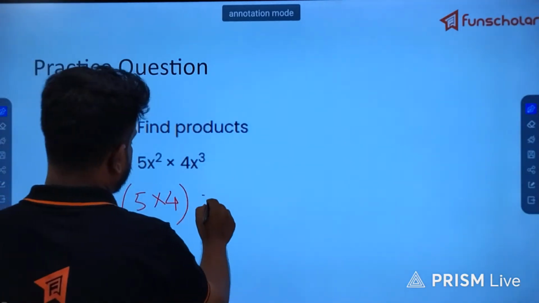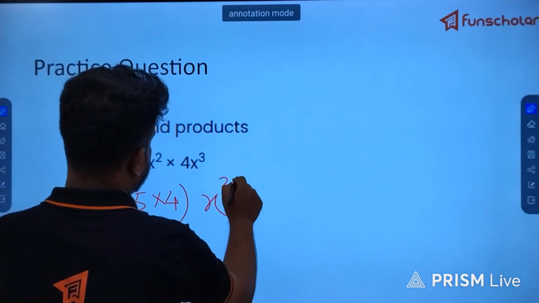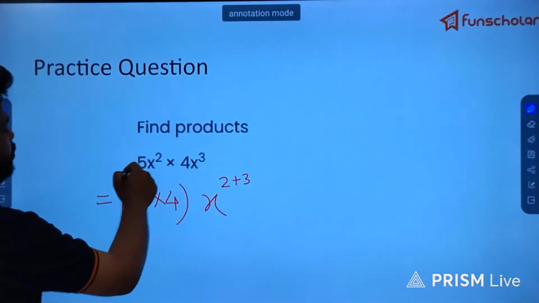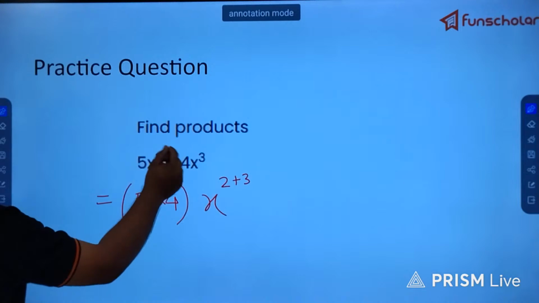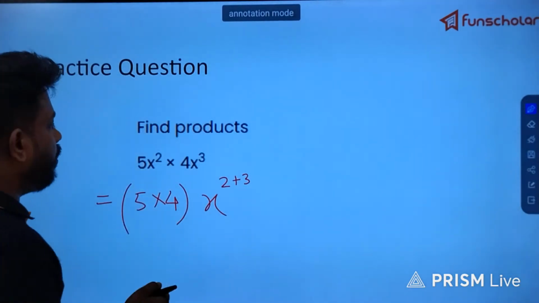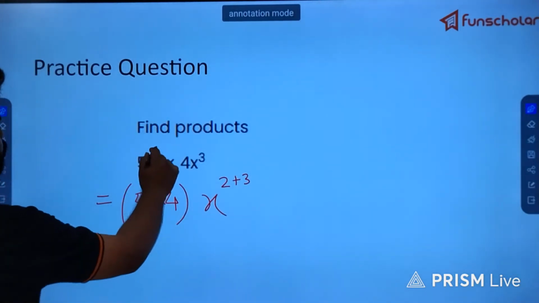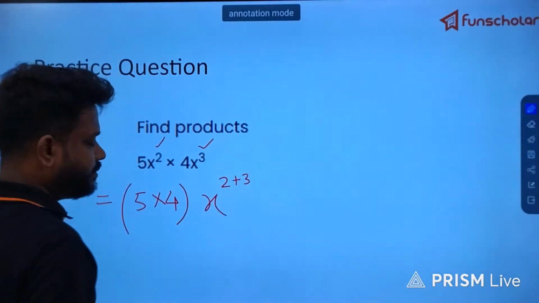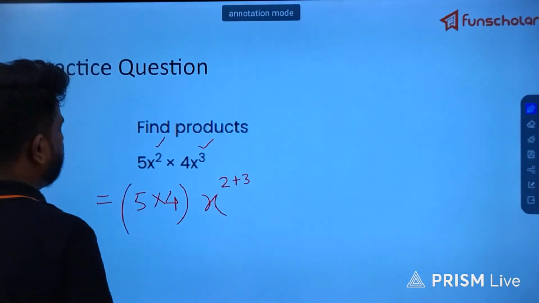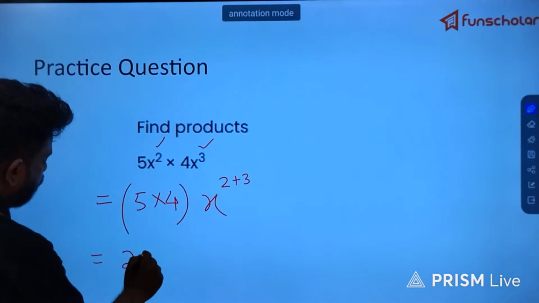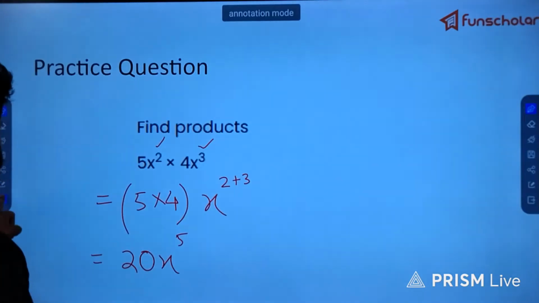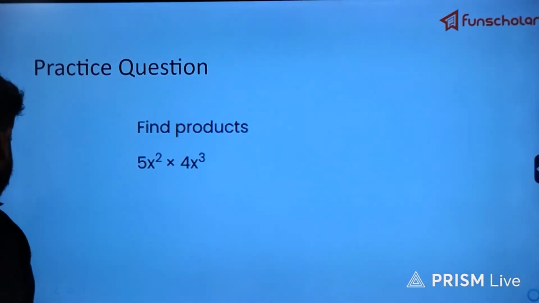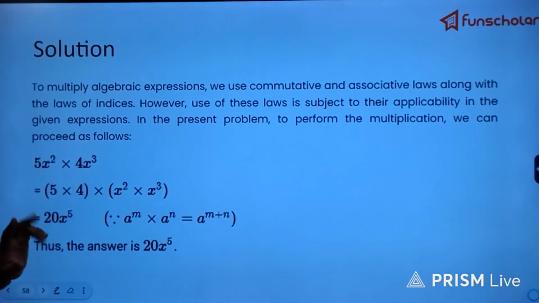And then multiply these two terms. You can see that they both have x, and their powers will be added while multiplying. So it has 2 as power and it has 3 as power. So 2 plus 3 will be 5. So the answer will be 20x to the power 5. Okay, done. So you can see the next, yes, the answer is 20x to the power 5.